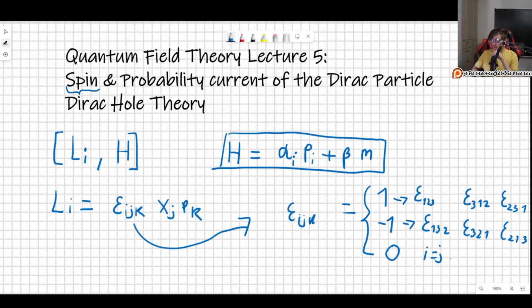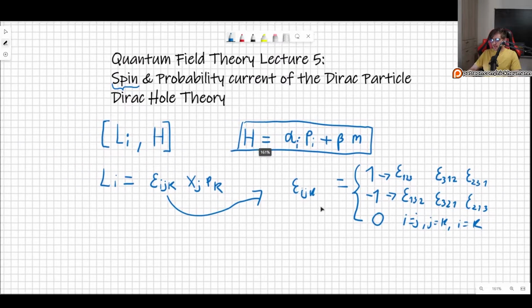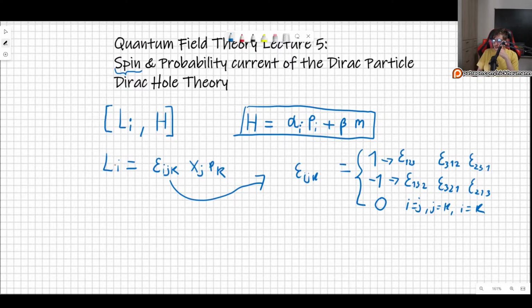So if i is equal to j, if j is equal to k, or if i is equal to k. If any of them are repeated, we get 0. Okay, so that's what that symbol means. And it's basically telling us when we get the signs.